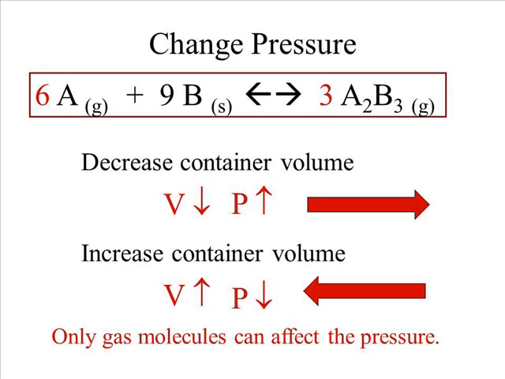If you increase the container volume and reduce the pressure, the reaction will shift to the left to try to increase that pressure. So only gas molecules can affect the pressure. So when you're looking at changes of pressure, you're either going to shift away from more moles of gas to decrease your pressure or towards more moles of gas to increase your pressure.